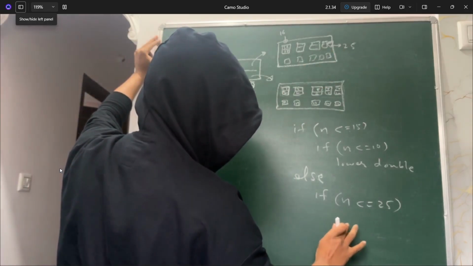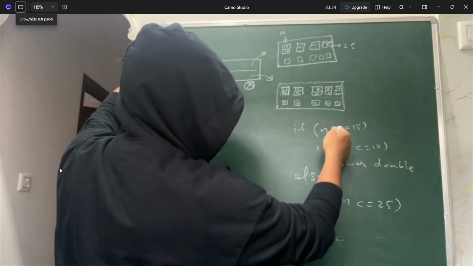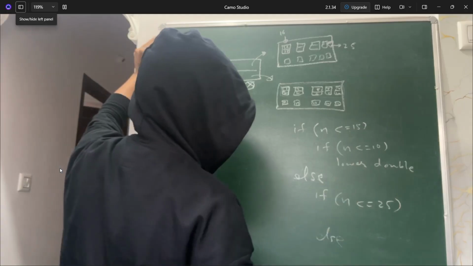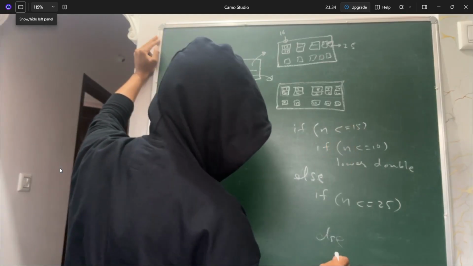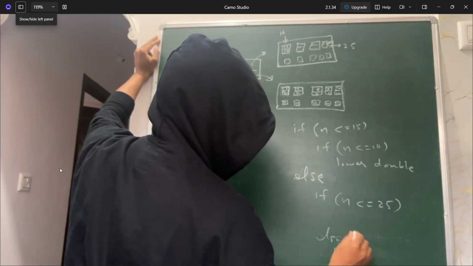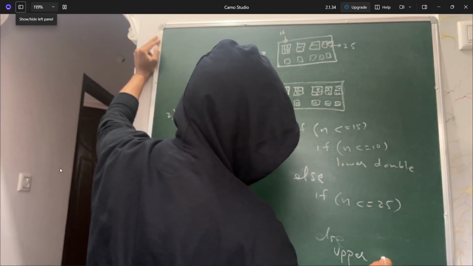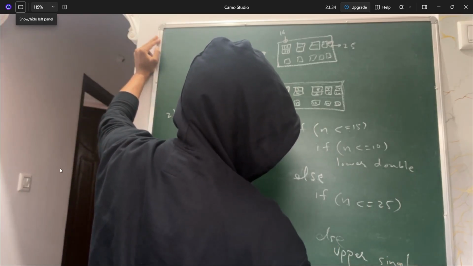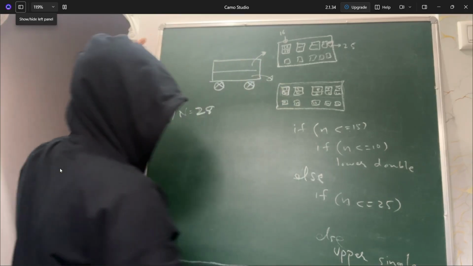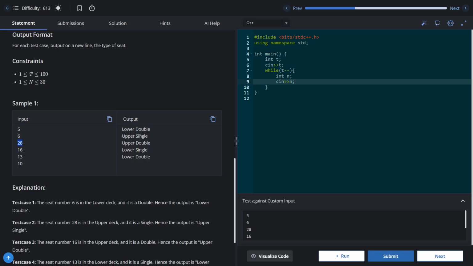So you will not go in the if condition, you will go in the else condition, and you will have to print. Since n is greater than 15, it is upper, and since n is greater than 25, which means it is single, right? So you'll have to print in this case upper single. Slowly I'm building the code also there, the upper single.